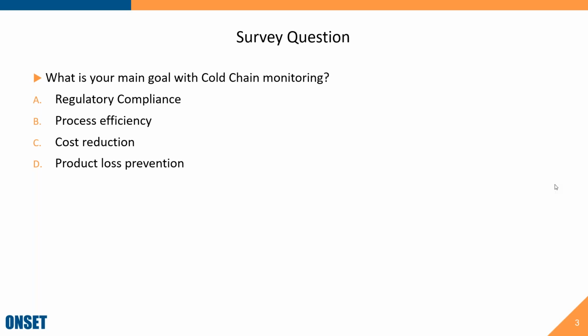Okay. So some mixed results here. Most of you are saying that your main goal is for regulatory compliance, and we'll definitely talk about how the InTemp solution will allow you to do that. And then some of you said process efficiency, so we'll talk a lot about automation today and how that can improve the efficiency of your processes, and product loss prevention. So for that, we'll definitely talk about visibility, real-time notifications, and ways that you can monitor your shipments more effectively so that you can help prevent product loss.